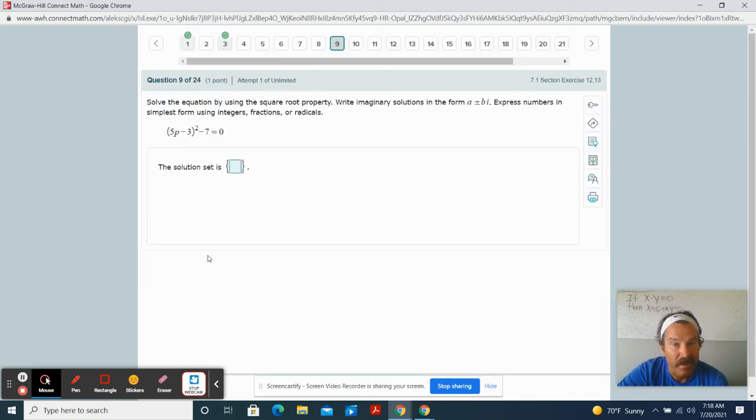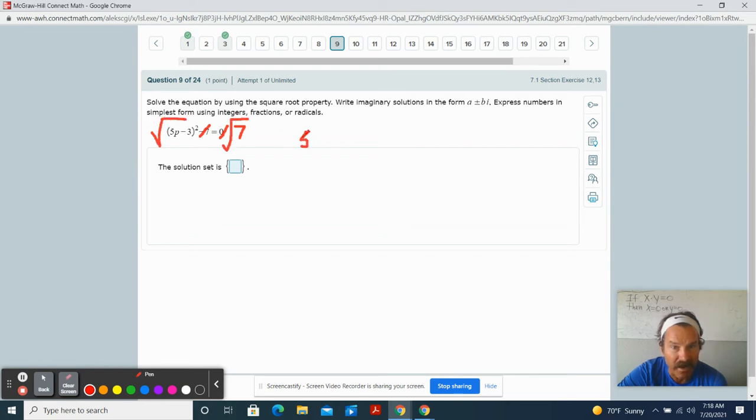Okay. All right. Nine is, let's see, similar to 7, except for now we have this minus 7 that we have to get rid of. Always isolate the radical first. So if we just add 7 to both sides, that 0 becomes a 7. And now we can go ahead and take the square root of both sides.